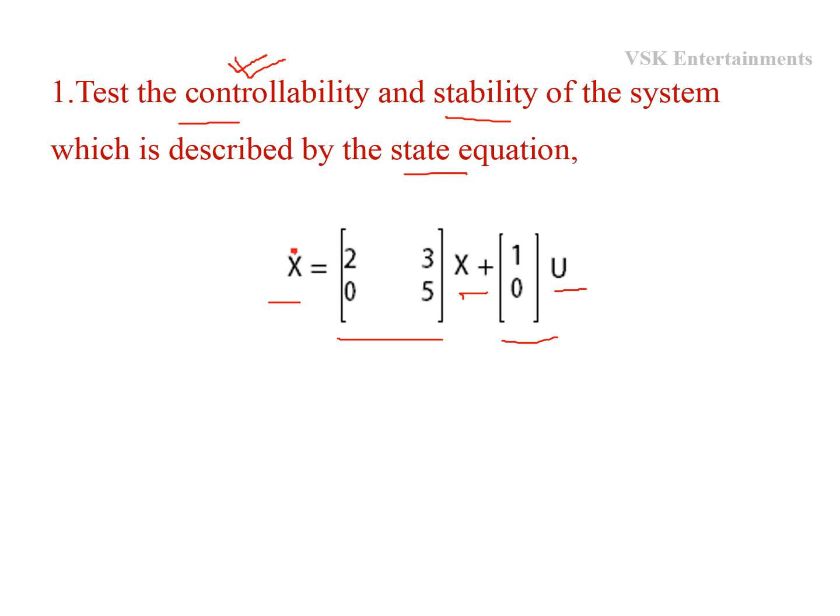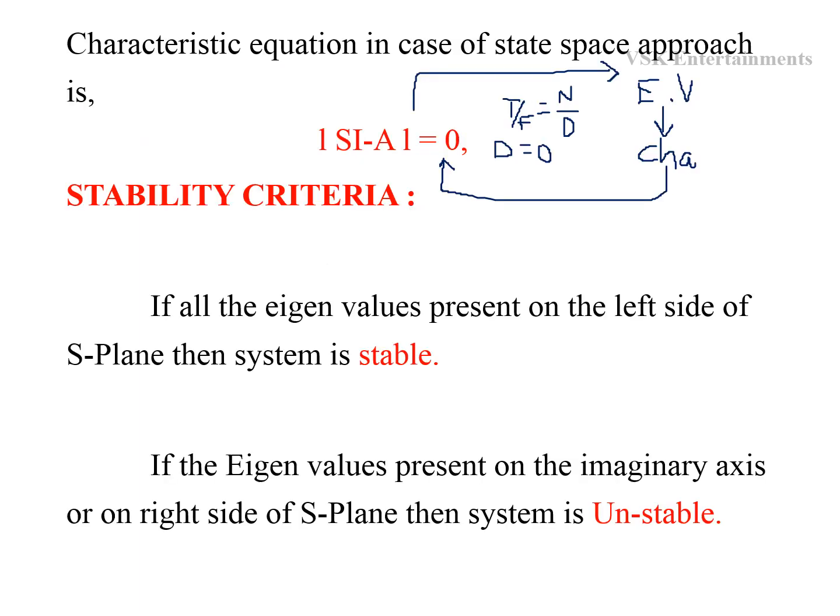Similarly, for finding the stability, first we have to find out the eigenvalues. Depending upon the location of these eigenvalues, we are going to conclude whether the given system is stable or not. In the above problem, we have to test the controllability as well as stability of a system by using the given state equation. For finding the stability of a system, we require the eigenvalues. Eigenvalues are nothing but the roots of the characteristic equation.